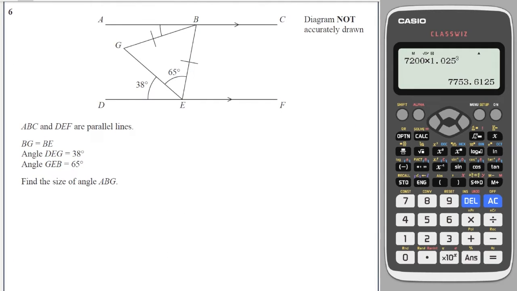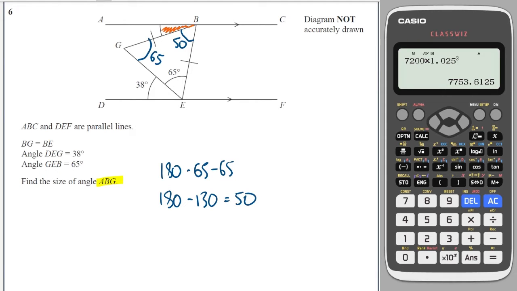Question 6, and we have these two lines here are the same distance. So this is an isosceles triangle, which means the two angles at the bottom are the same. So those are both 65. We need to work out ABG, which is this angle in here. And what we can do is work out what this angle is at the top of the triangle, because that's 180 minus the two 65s, which is 180 minus 130, which is 50. So that angle in there is 50.